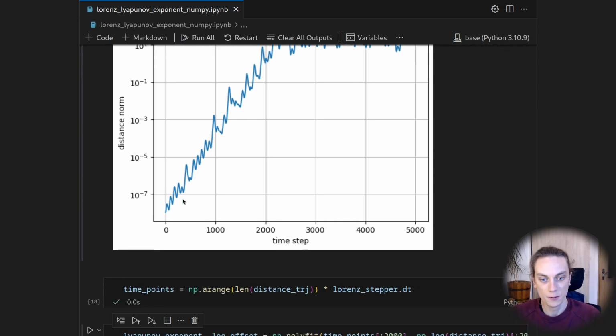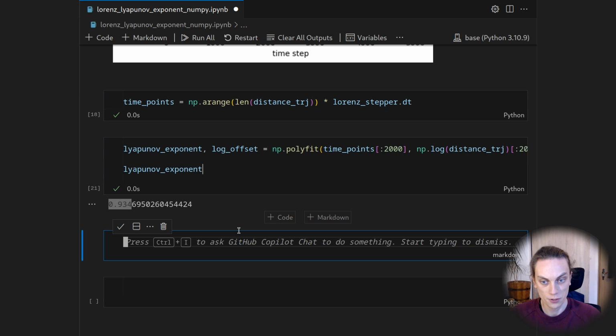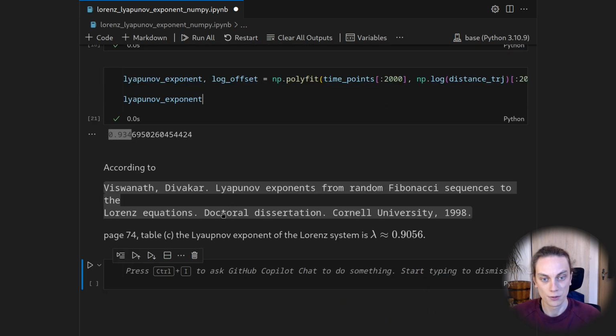Let's compare this value with one that you can find in the literature. Let me just paste it in. There is a doctoral dissertation which computed the Lyapunov exponent for this particular Lorentz system to be around 0.9056.